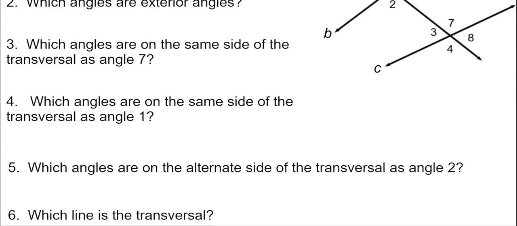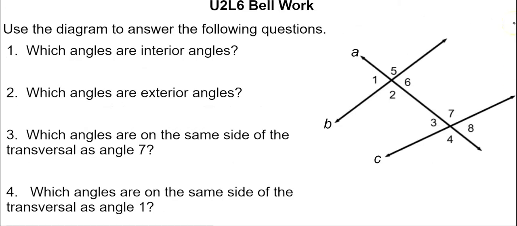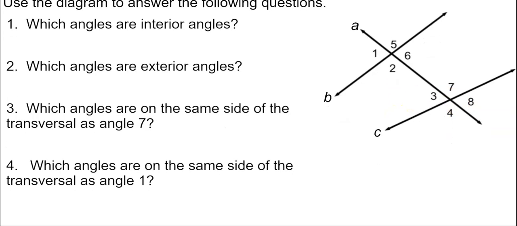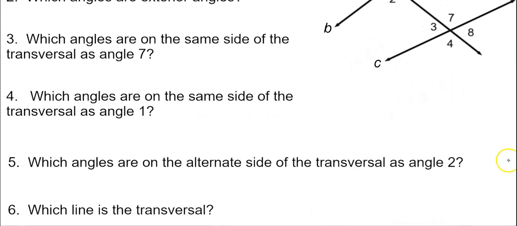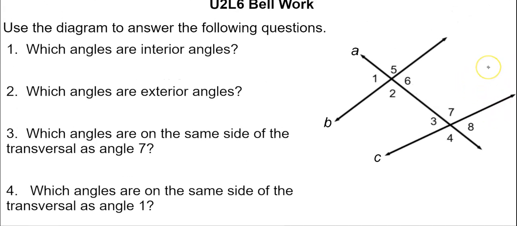All right, so that brings us to our bell work. If you look at your bell work, all they want you to do is select the correct angle name: which 4 angles are the interior angles, which angles are the exterior angles, which angles are on the same side of the transversal as angle 7, the same side as 7, not 7 itself, which other angles? Which angles are on the same side as angle 1, which angles are on the alternate side of the transversal as angle 2, and then which of these lines A, B, or C is my transversal. So select all the appropriate names. You got to get them all to count and get all the points.